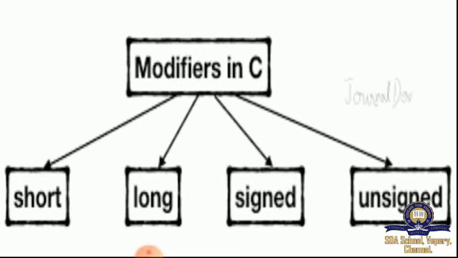What are the 4 types of modifiers in C? Short, long, signed and unsigned.